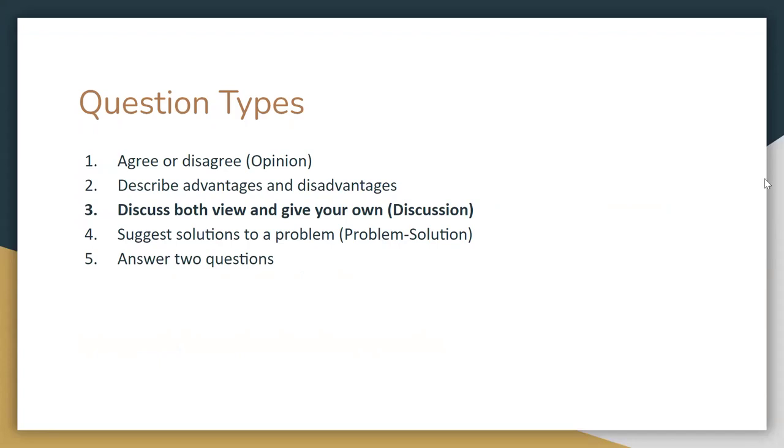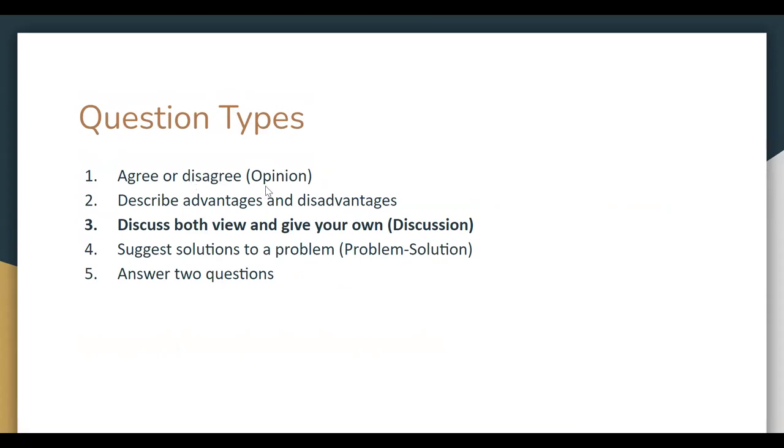First one is agree, disagree. It's called opinion essay. Then we have advantages, disadvantages essay. Next one is discuss both views and give your opinion. It's discussion essay. Then we have suggest a solution to a problem, problem and solution. And then we have answer to questions. So throughout our lessons, we are going to cover all question types.